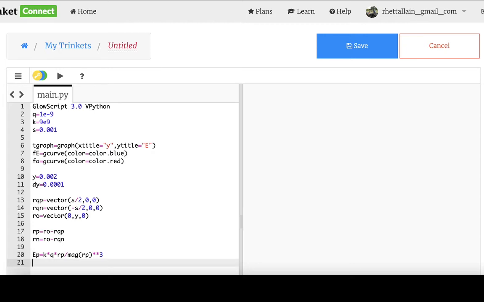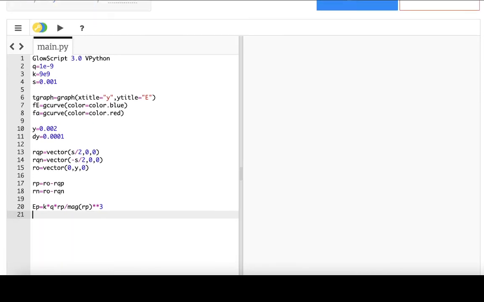Now I can do the same thing for E minus. E minus is going to be equal to negative K times Q, because the Q is negative now, times Rn divided by the mag Rn cubed. And then E is just going to be equal to EP plus EM. Okay, now that's all great and everything, but what I want to do is change this and plot it.